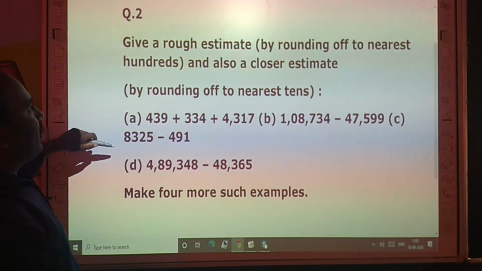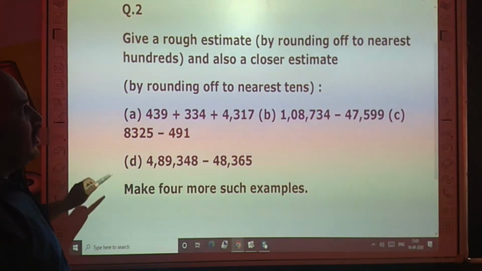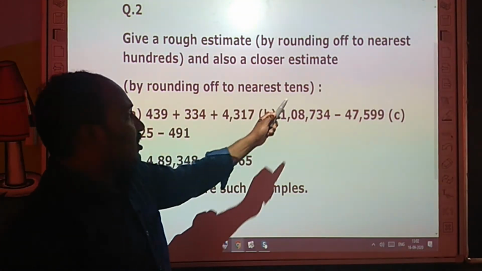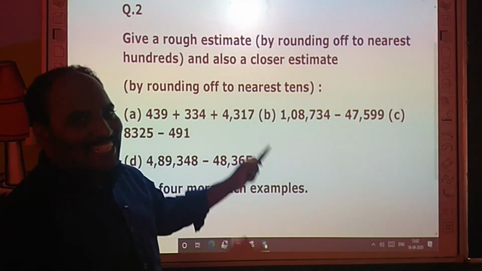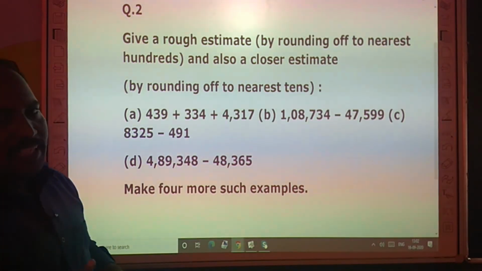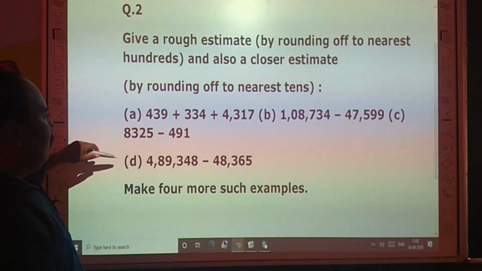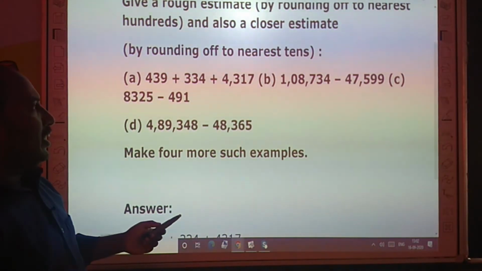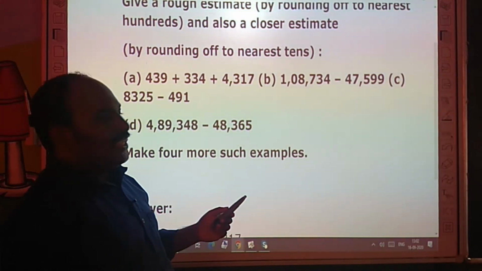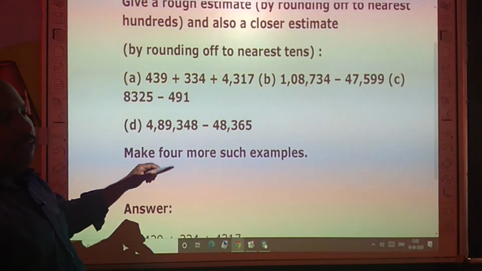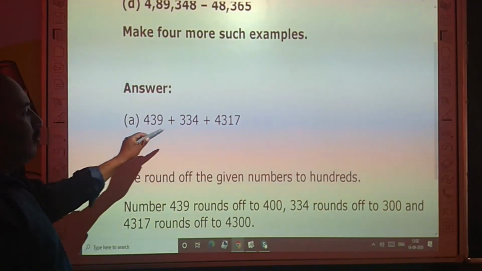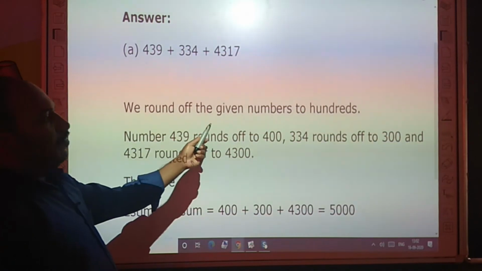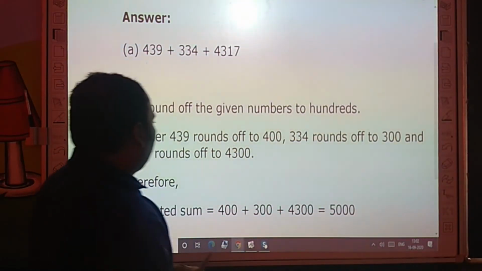The next, question number 2. Give a rough estimate by rounding to the nearest hundreds and also a closer estimate by rounding to the nearest tens. Here we find the nearest tens and nearest hundreds. The first sum is 439 plus 334 plus 4370. We have 3 parts. We round off the given numbers. First we find the hundreds.